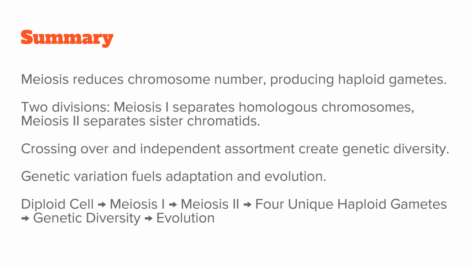Let's bring these key ideas together. Meiosis is essential because it reduces chromosome number by half, making haploid gametes that can combine at fertilization. The two divisions, meiosis 1 and 2, ensure that homologous chromosomes and then sister chromatids are properly separated. Along the way, crossing over and independent assortment shuffle genetic information, guaranteeing that every gamete is unique. This genetic variation is what drives diversity within populations, fueling adaptation and evolution.